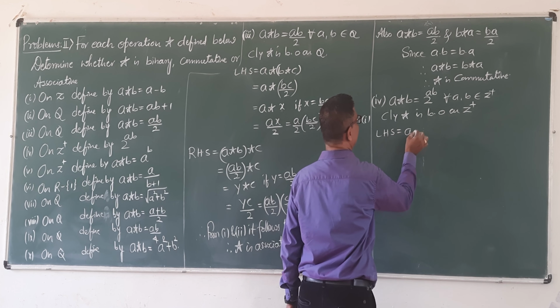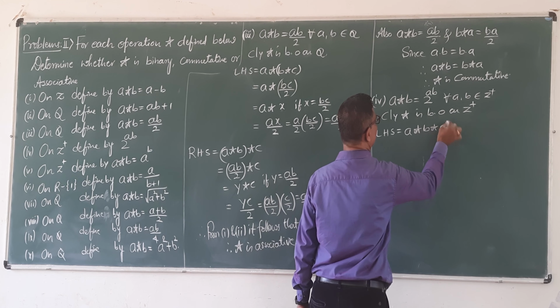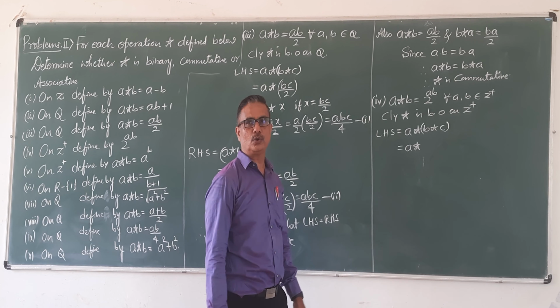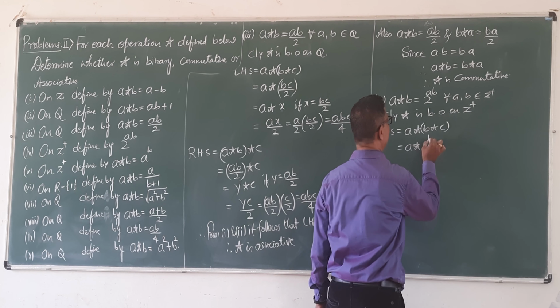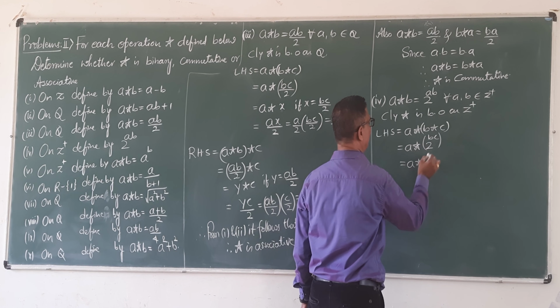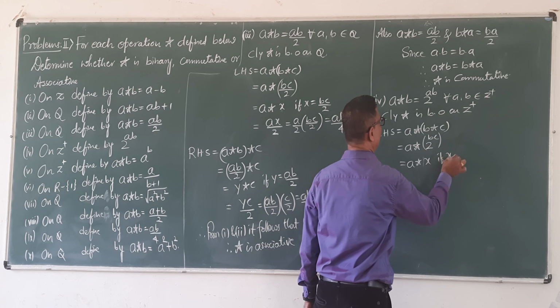Take LHS. A star (B star C) is equal to A star. A star B is given as 2 power AB. What is B star C? 2 power BC. That is equal to A star. Put 2 power BC is equal to X, where X is equal to 2 power BC. Since A star B is equal to 2 power AB, what is A star X? 2 power AX, right? That is equal to 2 power A times X. X value is 2 power BC.